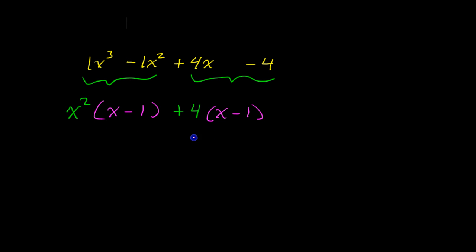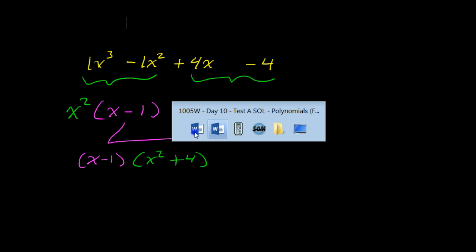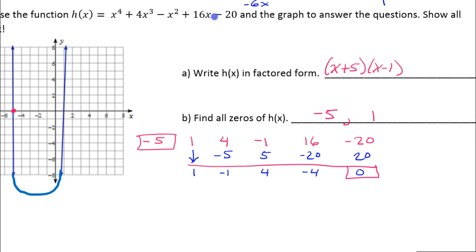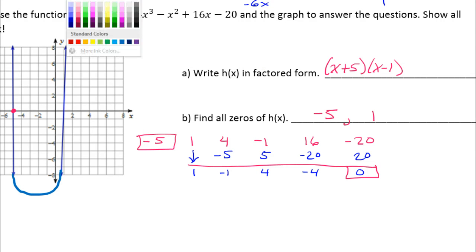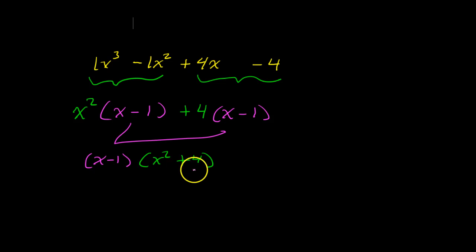And then these x minus 1s are the same, so I'm going to pull out the x minus 1, and that's going to leave behind this green stuff, x squared plus 4. Now this cannot be factored anymore, so x minus 1 and x squared plus 4 is what you have. So these are the factors.